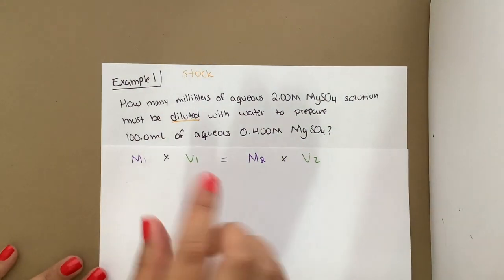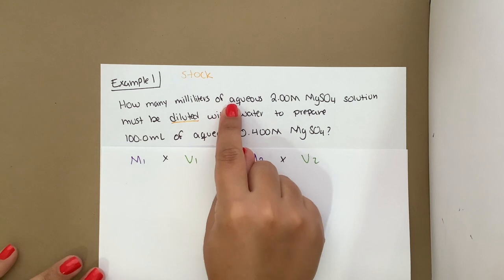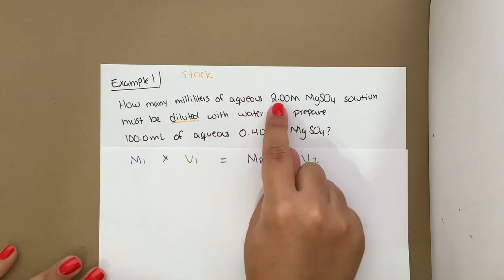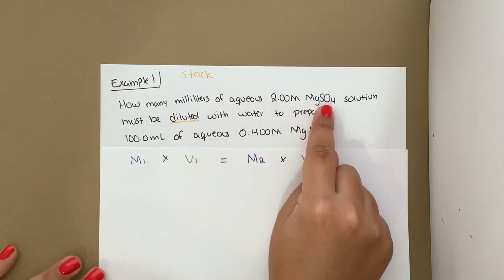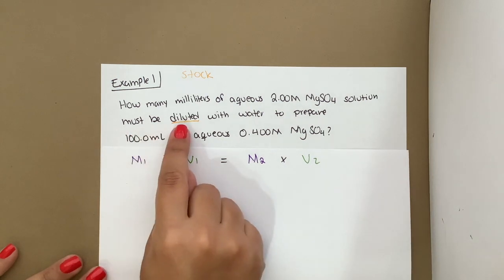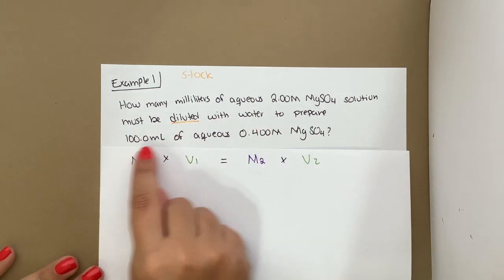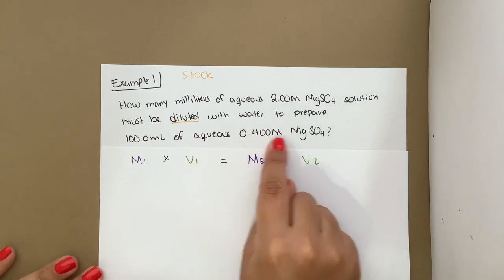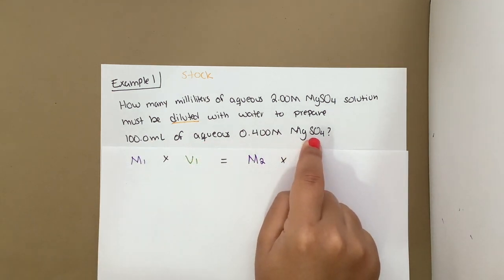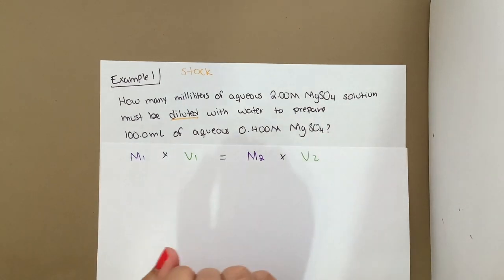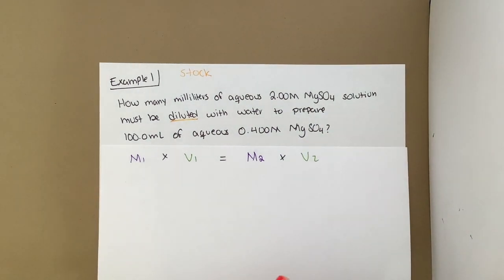Okay, but back to the problem. It says, how many milliliters of aqueous 2 molar magnesium sulfate solution must be diluted with water to prepare 100 milliliters of aqueous 0.4 molar magnesium sulfate? There are a lot of words in this problem and a lot of numbers, three of them to be exact, but we have to decipher what they're giving us and what they're asking us to find.